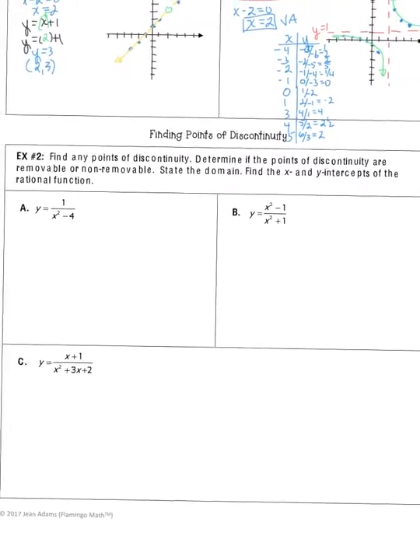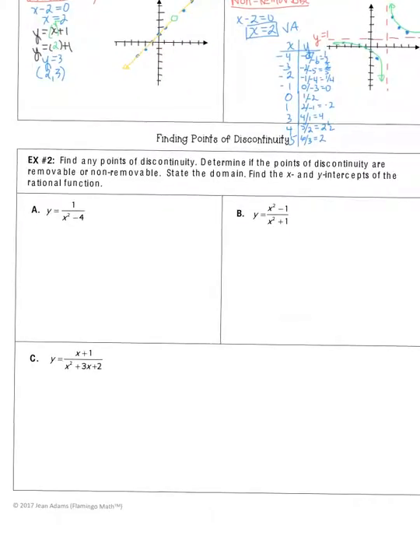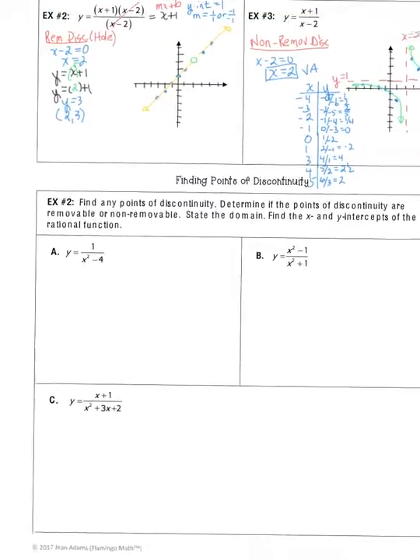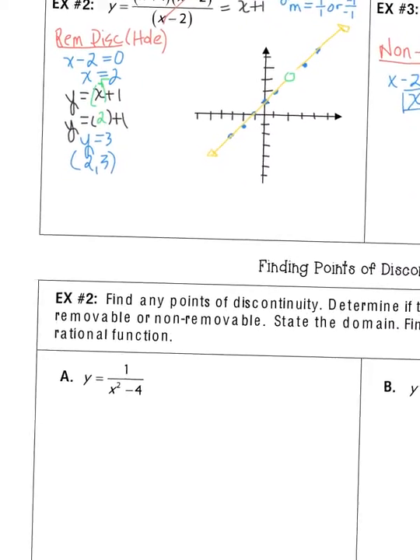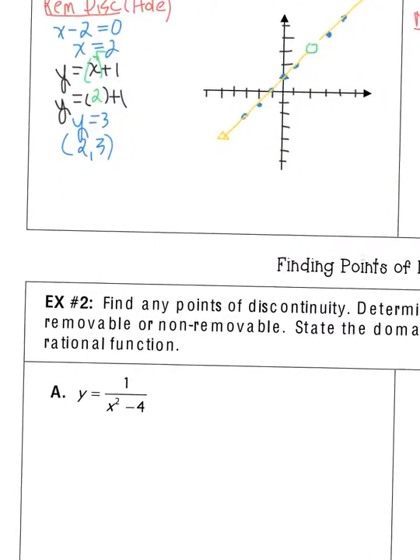All right, so for example 2, you were to find any points of discontinuity, whether they're removable or not removable, and determine which ones they are, state your domain, and find the x and y-intercepts. So for all 3 of these, let's just go back and look at what the domain is for these 2 before you do the domain on these 3 below.